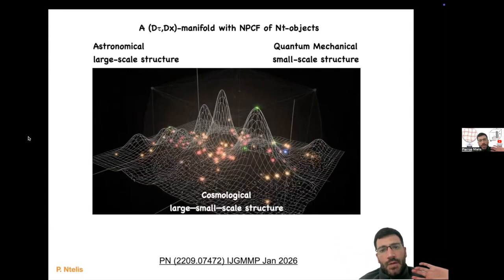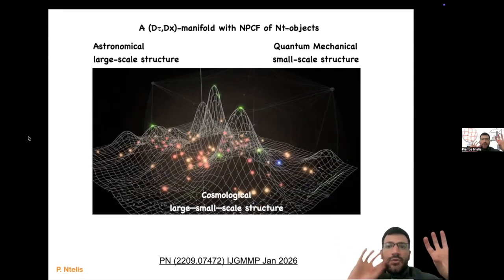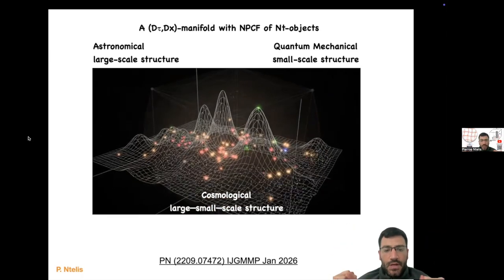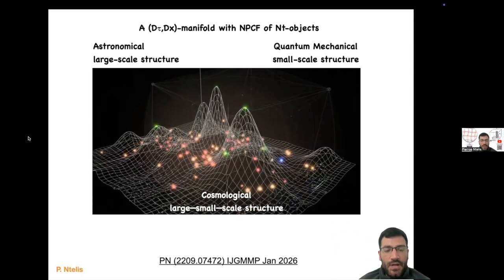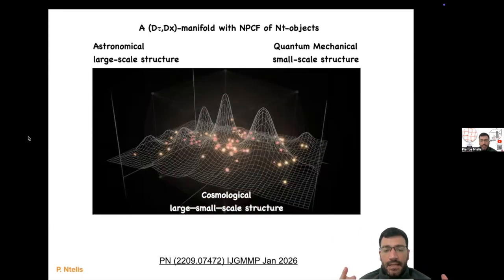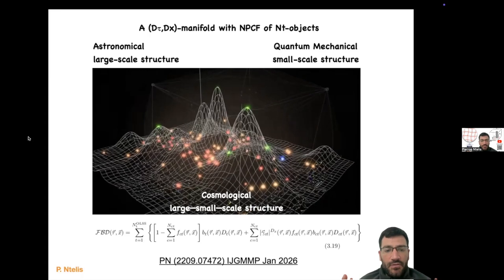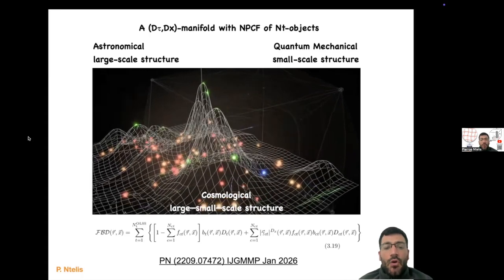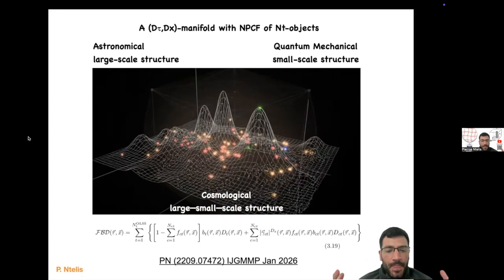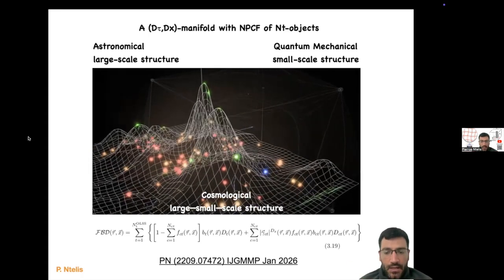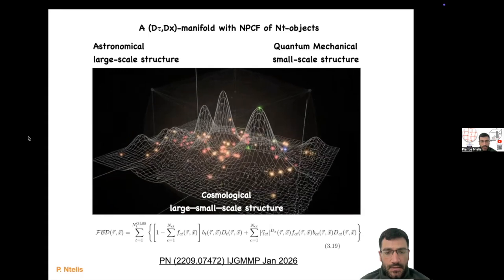When we talk about astronomical and quantum objects together, we talk about cosmological objects, so the largest and the smallest scale structure of the universe. This study, which can be expressed using this kind of heavy formalism, can be applied to all kinds of scales. I'm going to explain this formalism slowly in the next part.